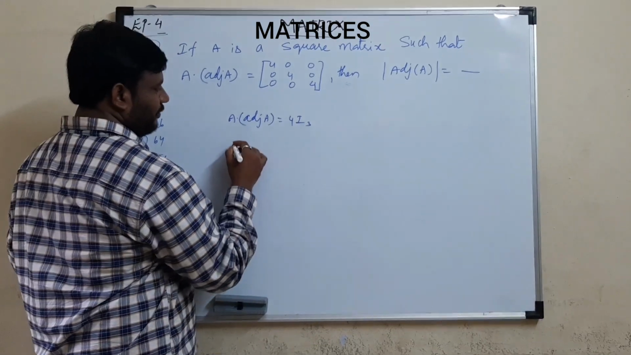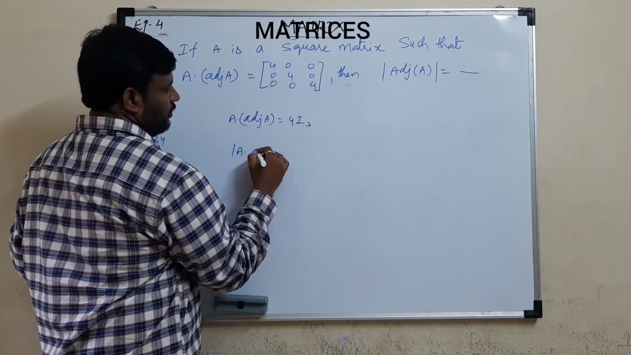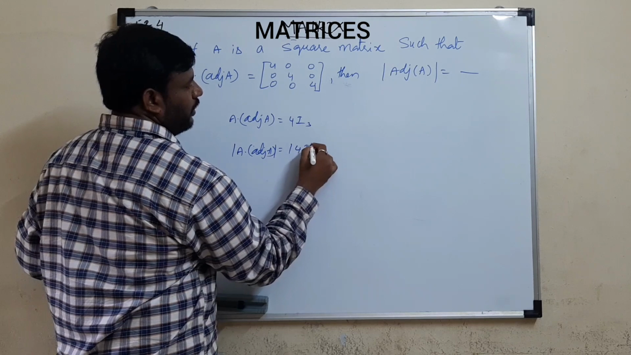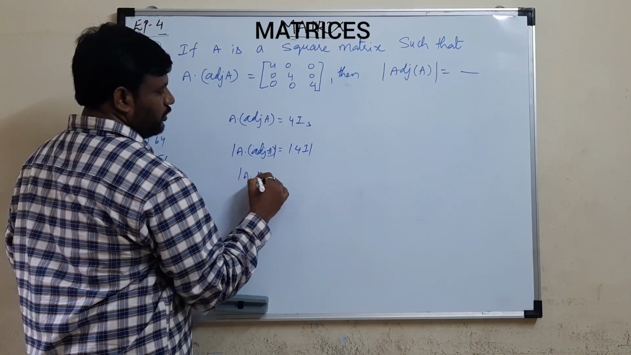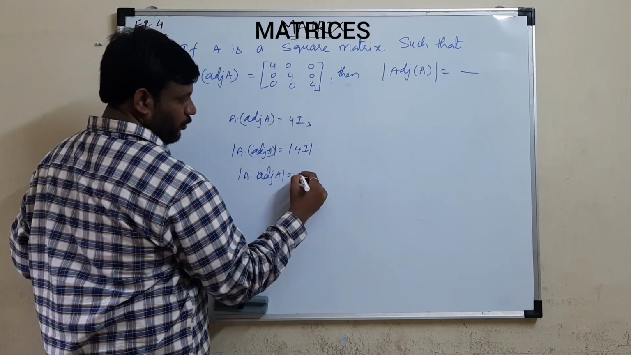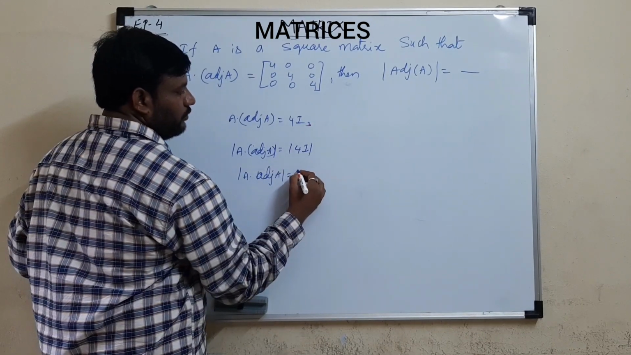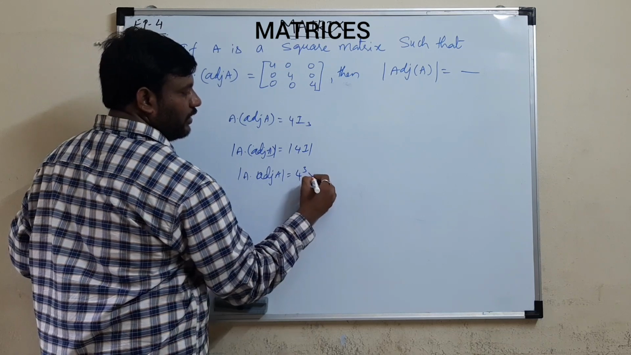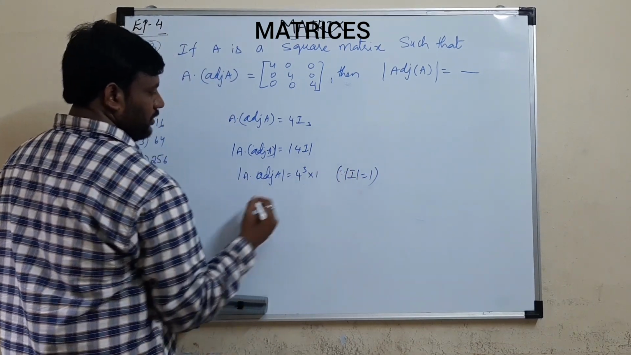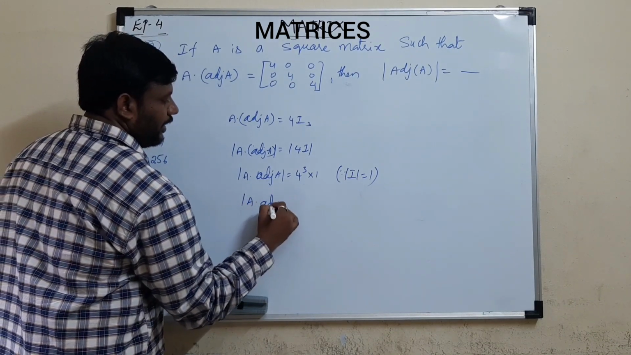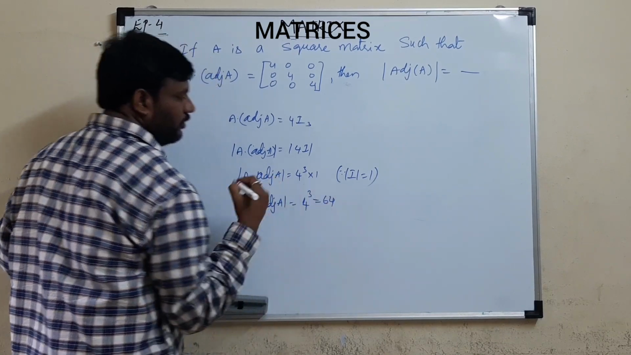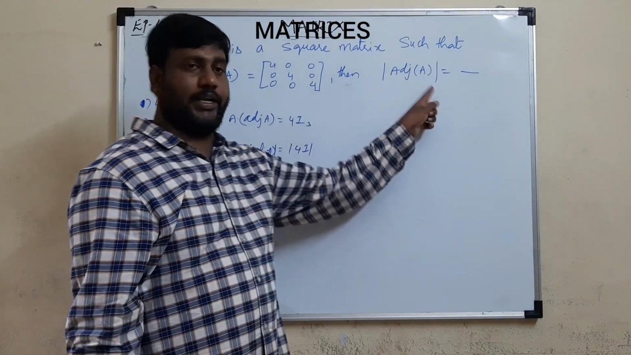When I apply the determinant on both sides, det of A into adjoint A. When the scalar comes out, it becomes 4 cube because of the 3 by 3 order, 4 cube into det I. Det I we know is 1, since the determinant of I is always 1. So det of A into adjoint A is nothing but 4 cube, which is 64. But we want only det of adjoint A.